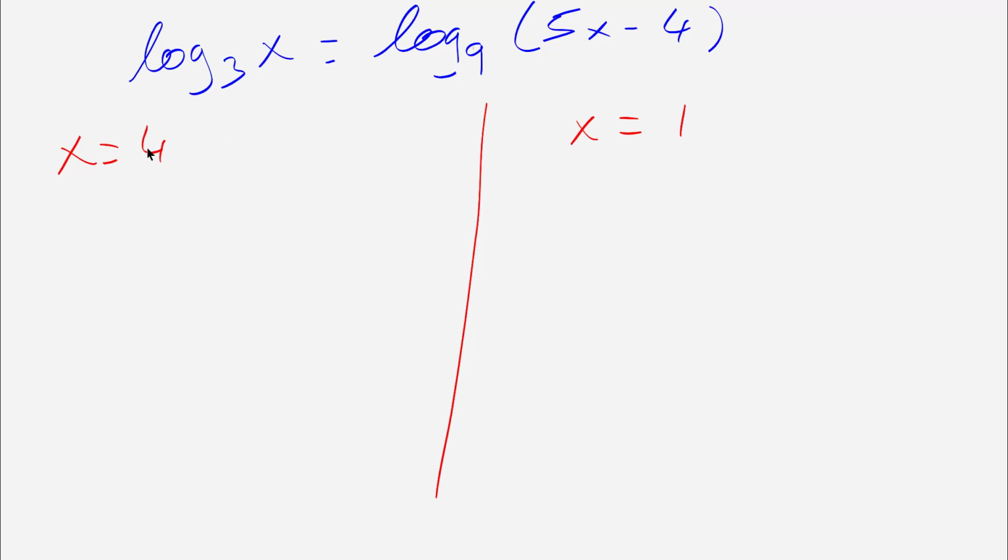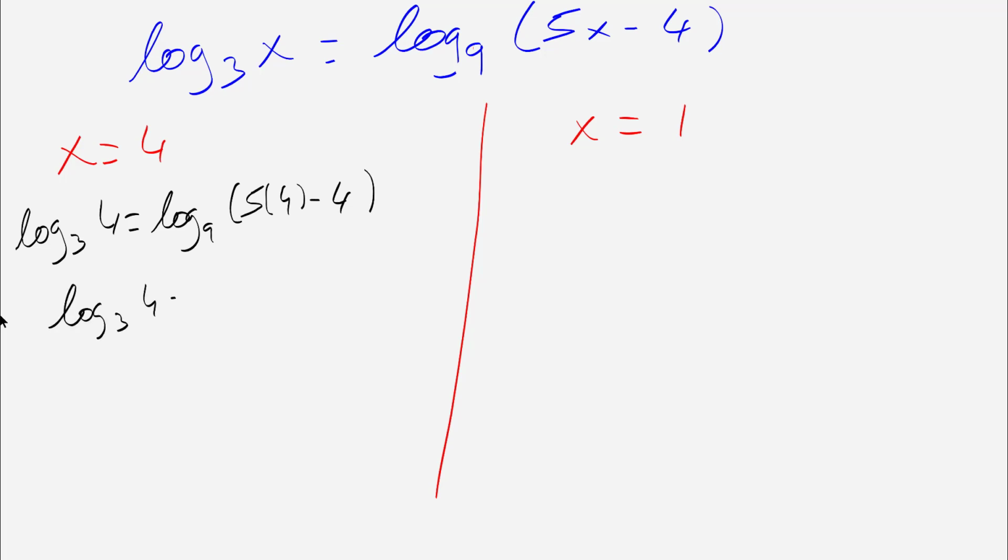So if I use x equals 4 and I fill that into the original, I'd have log to the base 3 of 4 equals log to the base 9 of 5 times 4 minus 4. So that would be log to the base 3 of 4 equals log to the base 9 of 5 times 4 is 20, take 4 is 16. So you can see here we're not getting the log of a negative, so that means x equals 4 is an okay solution. And we must do the same check with x equals 1.